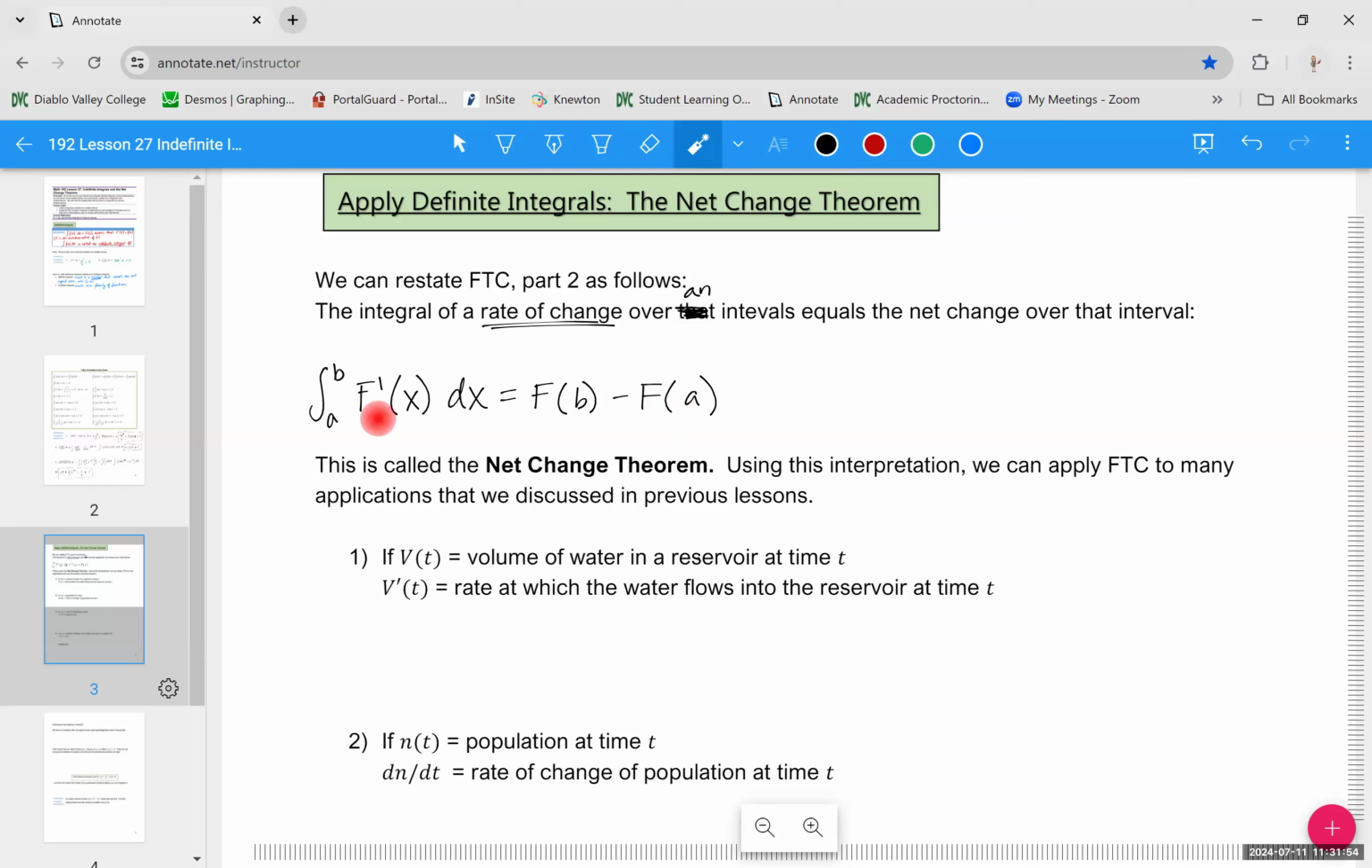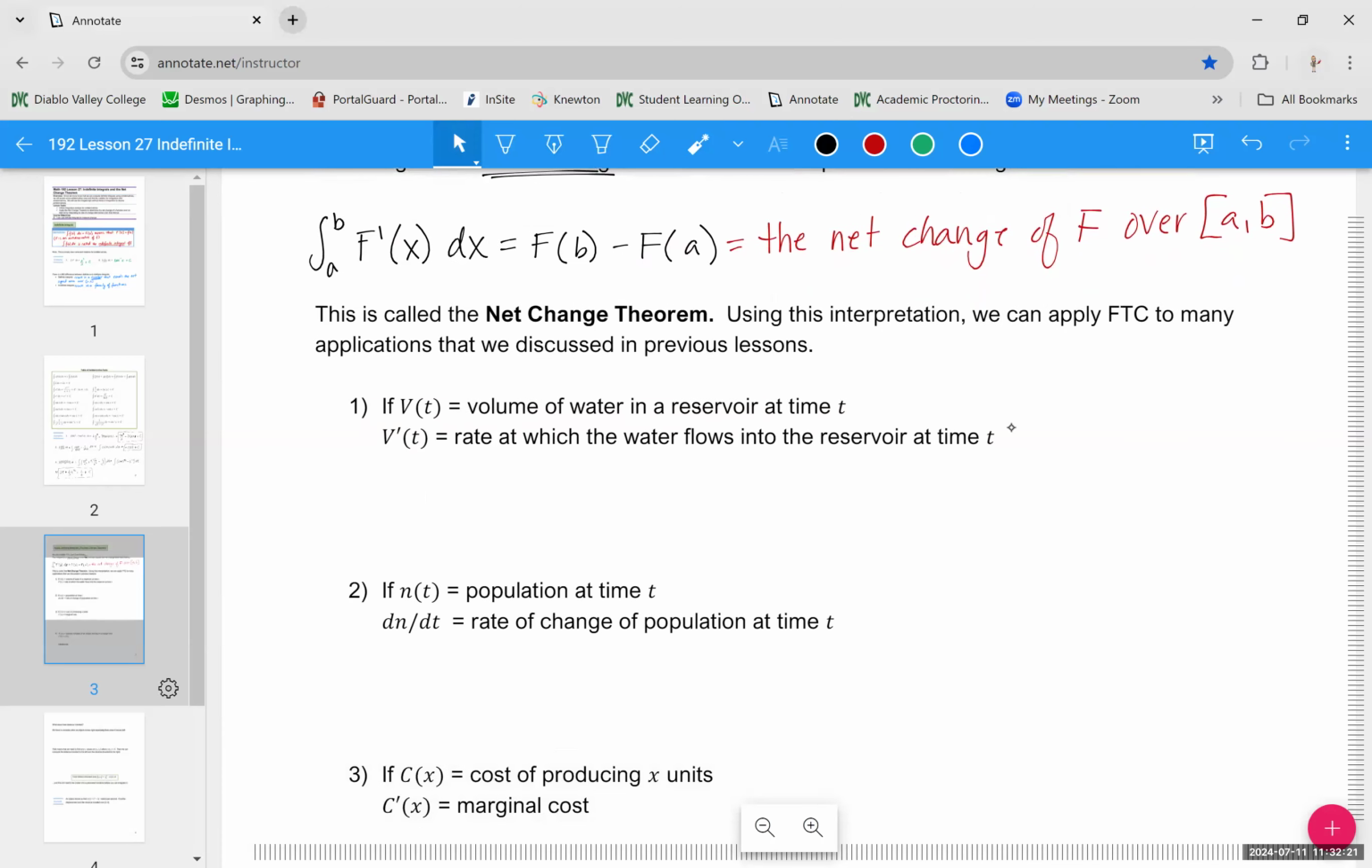Okay? So if you integrate a derivative, a rate of change, what you're going to get is the net change of that function over the interval. So that equals the net change of f over the interval a to b. Okay, and this is called the net change theorem.